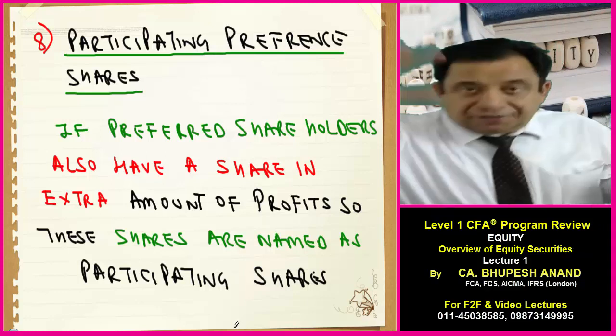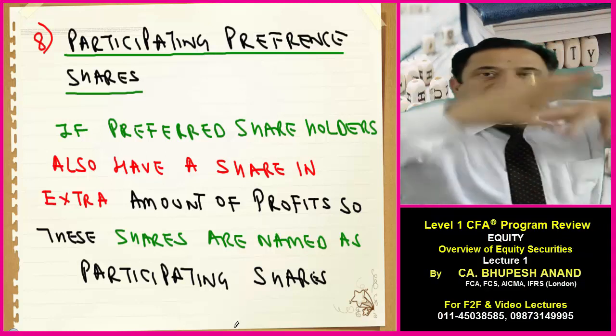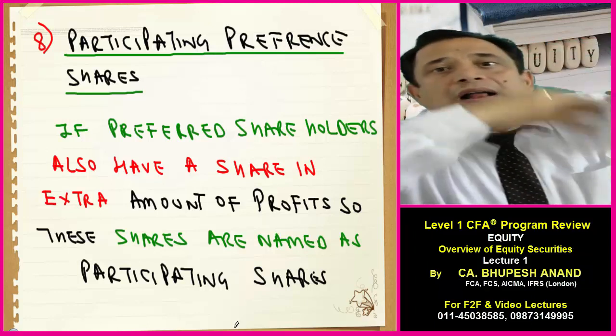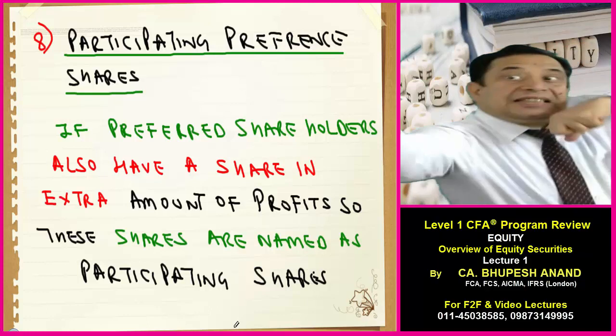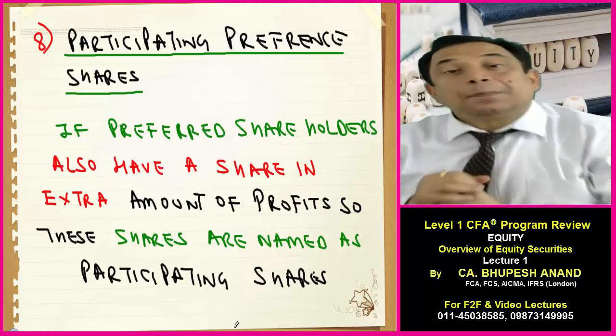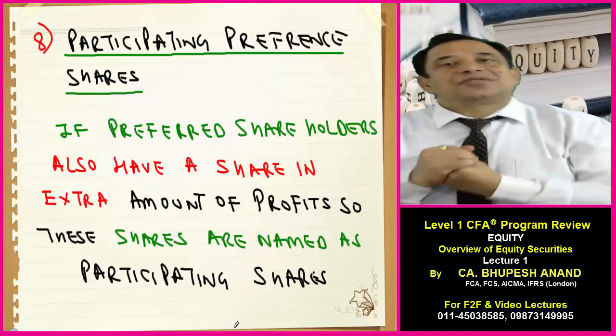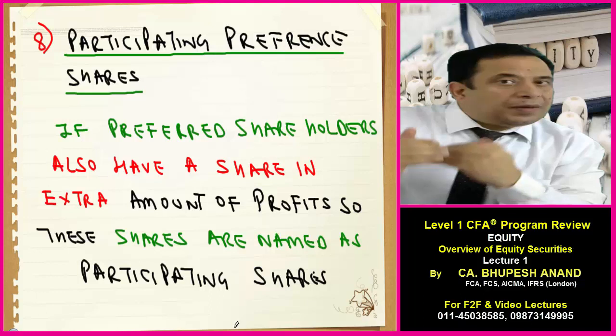I repeat, if the preference shareholders also get an extra amount other than the dividend from those profits, then that type of preferred stock is named participating preferred stock. You getting my point? Participating means to have a participation in the profits.